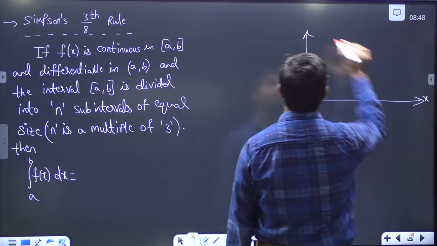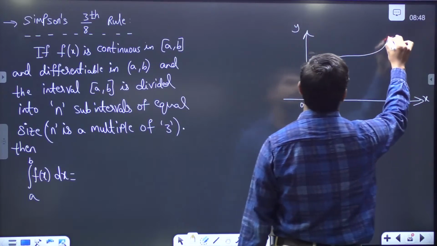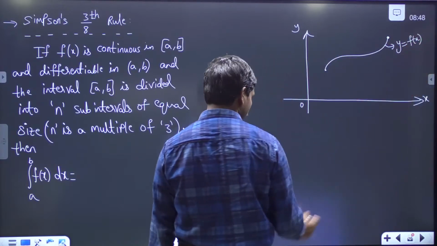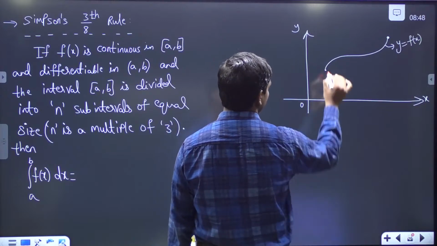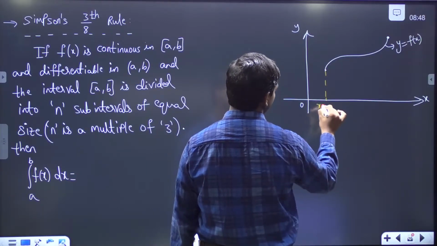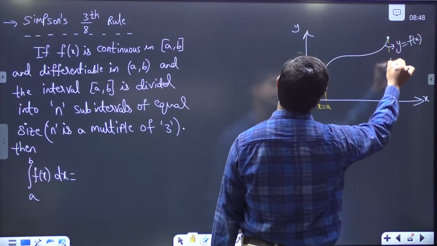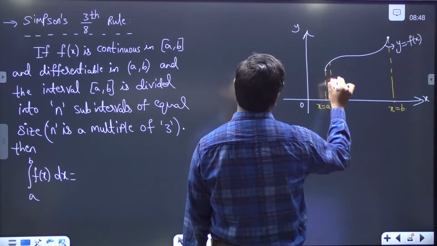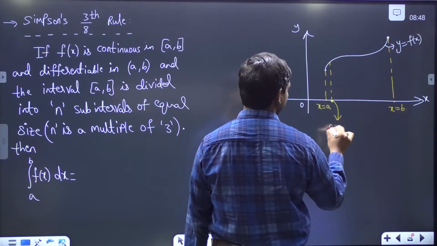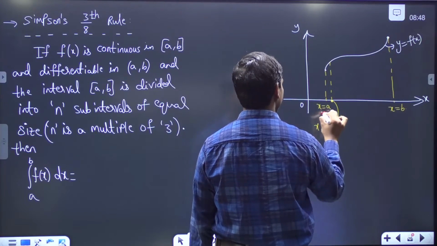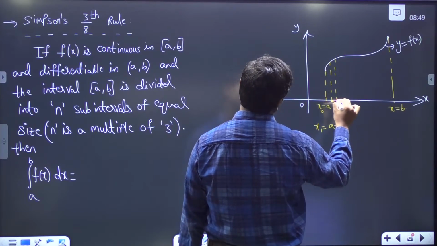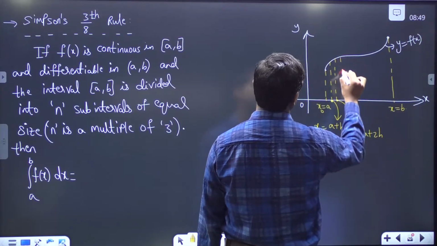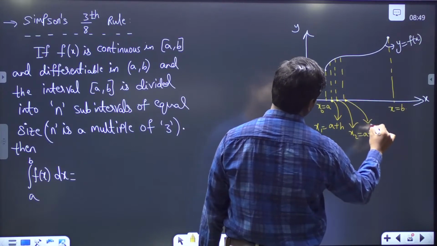Take the x and y axes and some random curve y equal to f of x, which is continuous and differentiable always. Let x equal to a and x equal to b, and split this into n intervals. This is a plus h, basically x1, with x0 here, x2 is equal to a plus 2h, and x3 is equal to a plus 3h.